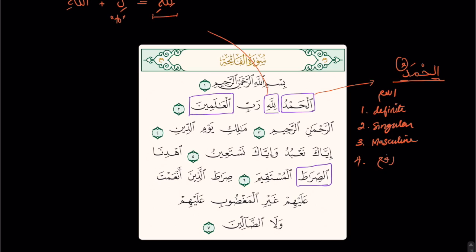Now what's interesting about this we will talk about in the future, but this is a jar majroor fragment or prepositional fragment. Okay, don't worry about that right now, just wanted to introduce it and prime your brains for it. But let's analyze this ism, the word Allah.